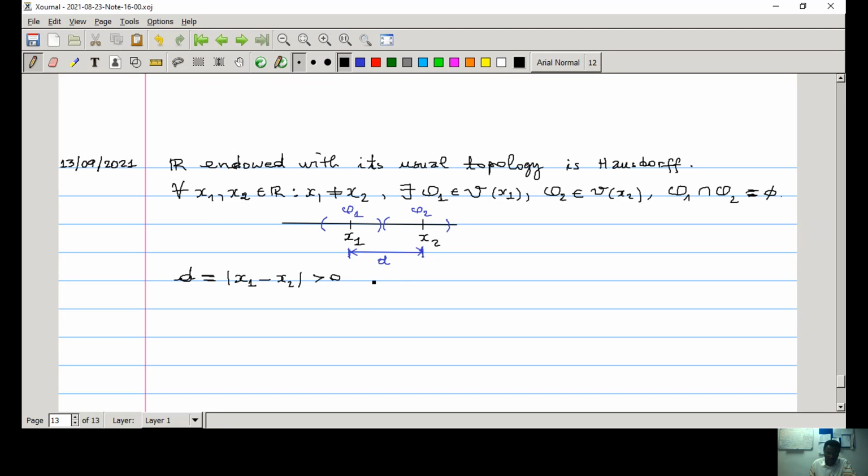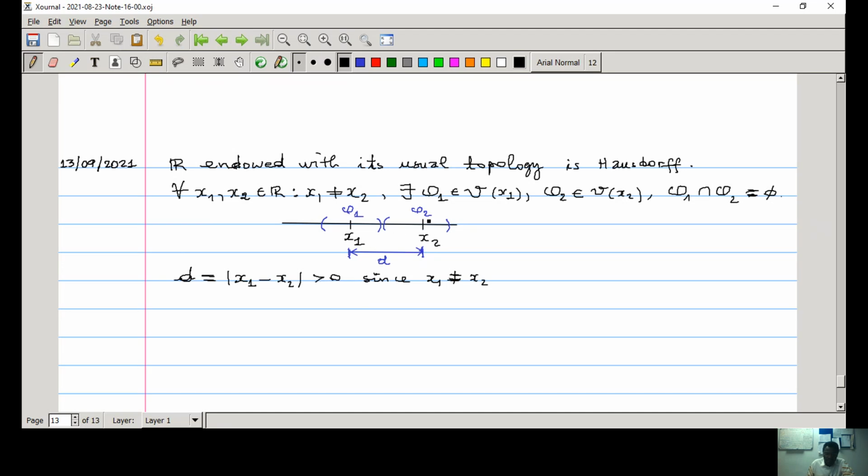Why? Because x1 is different from x2. If x1 is different from x2, the distance is positive. It can only be 0 if... we know that absolute value is greater than or equal to 0. It will be equal to 0 if x1 is equal to x2. If they are different, strictly positive. Good. Now, because it's strictly positive, right?